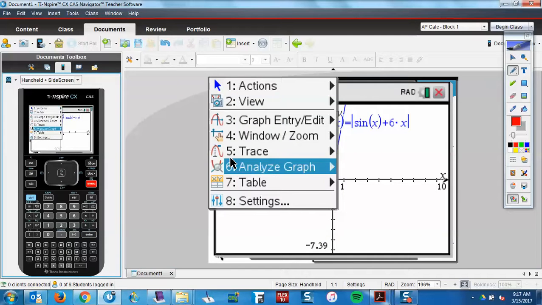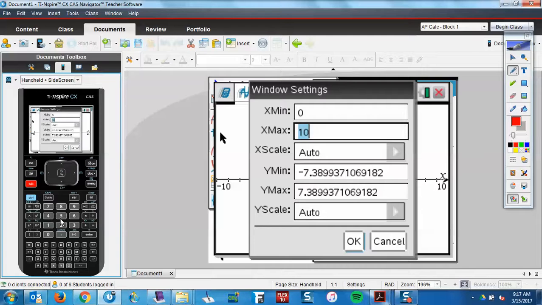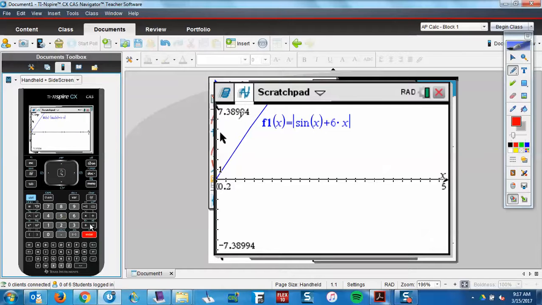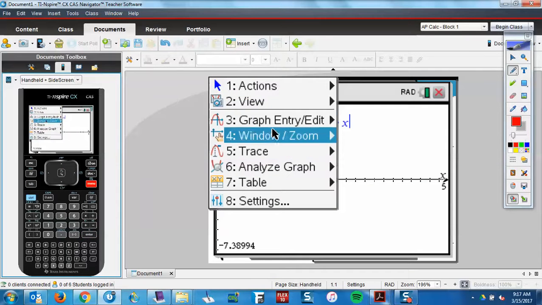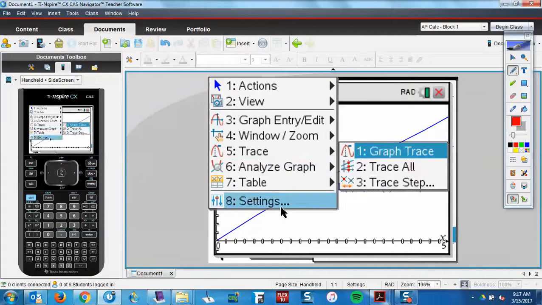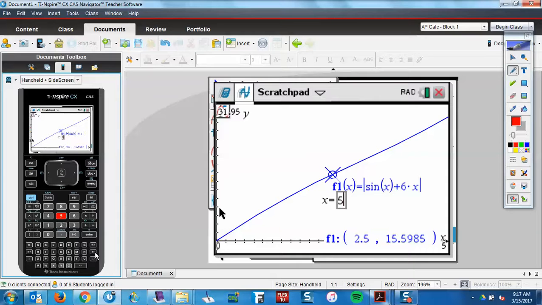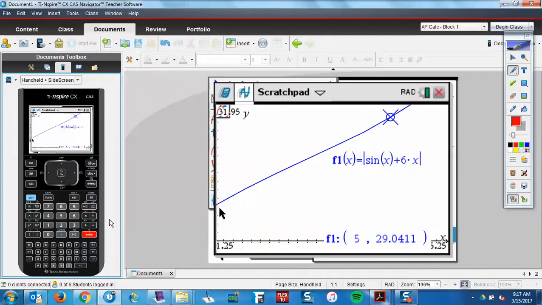Okay, now go to our window. Let's go Window 0, 5. Let's do a zoom fit. And we can tell that the max seems to be out at the right edge, right? So in this case, we trace. Usually we would just trace until it said max, but now we can tell it looks like that max is going to be out there at 5. 29.041. So what do you think would be a good number to use?